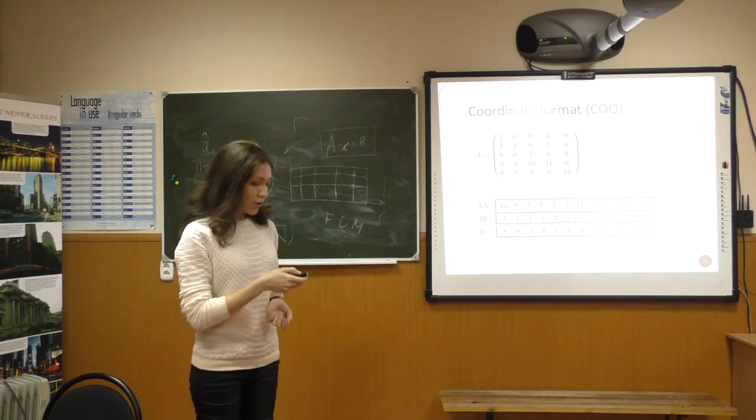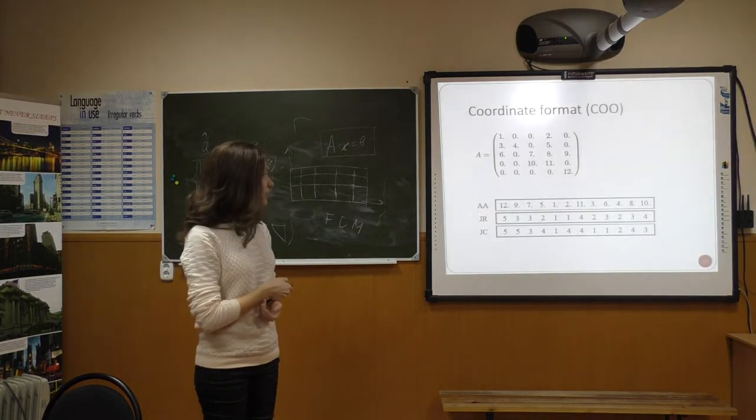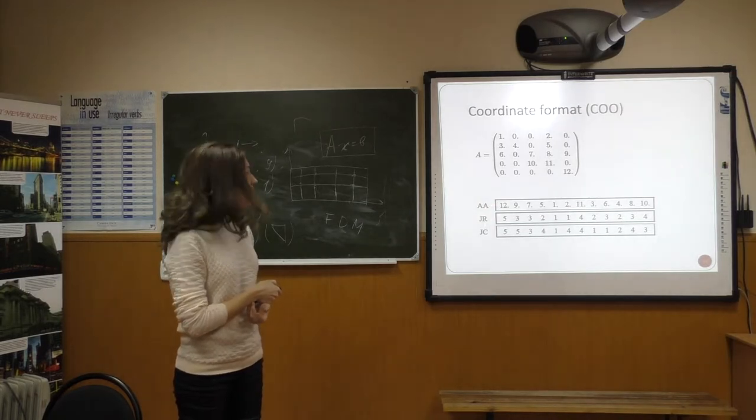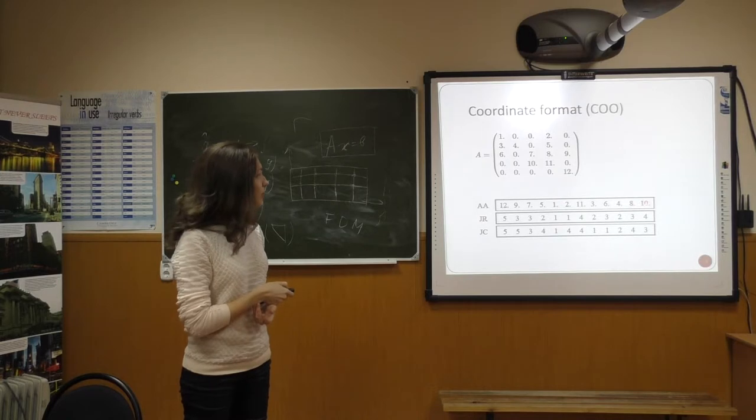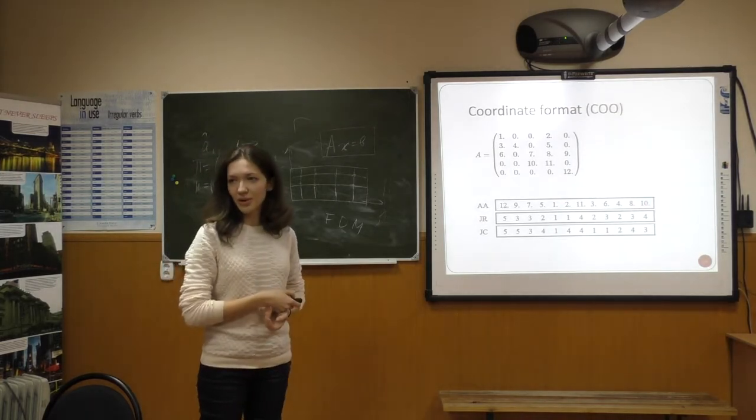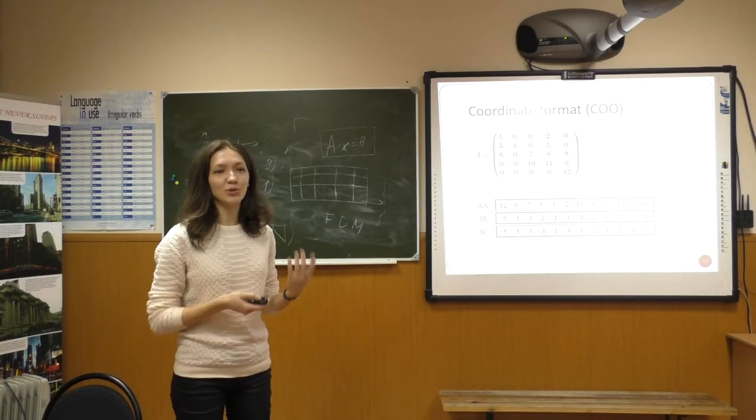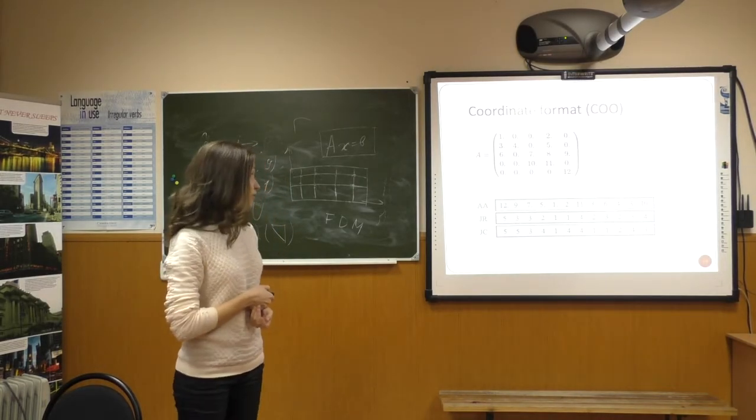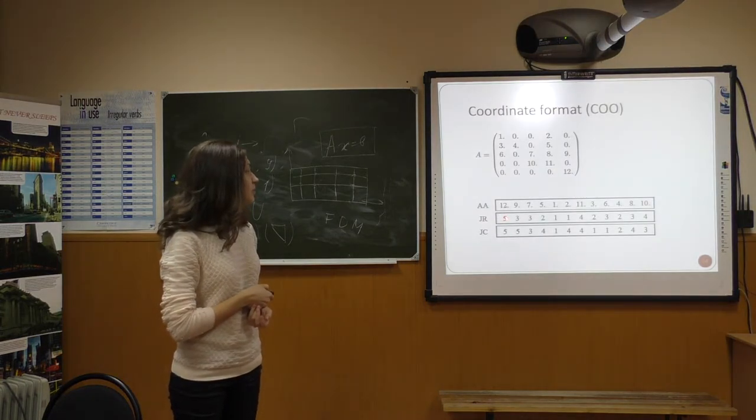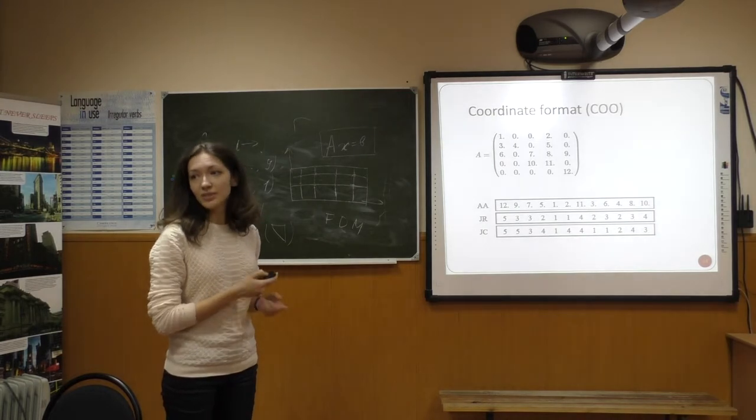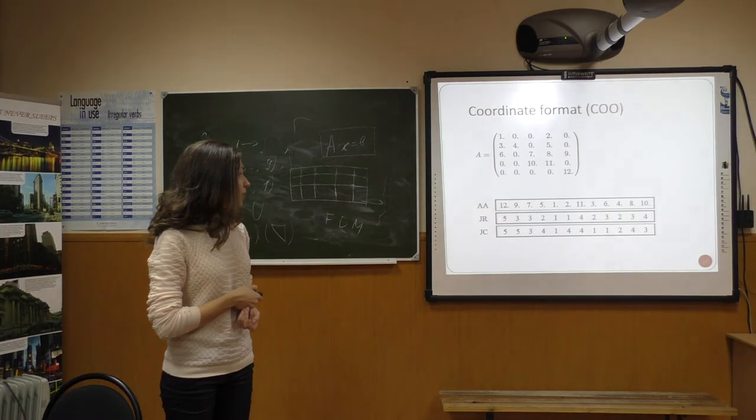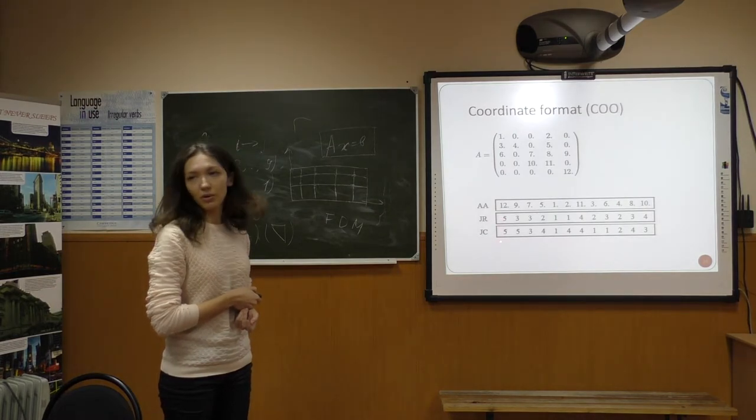So, we can store only these non-zero elements in one-dimensional array AA. And the length of this array will be equal to the number of non-zero elements. Here, this number is equal to 12. Then we can introduce another two arrays of the same length, where we will store the number of the row and the number of the column.